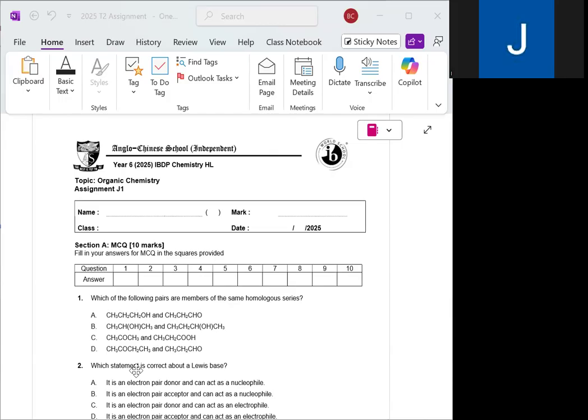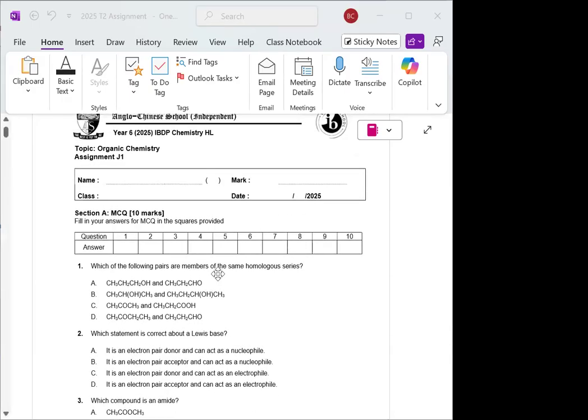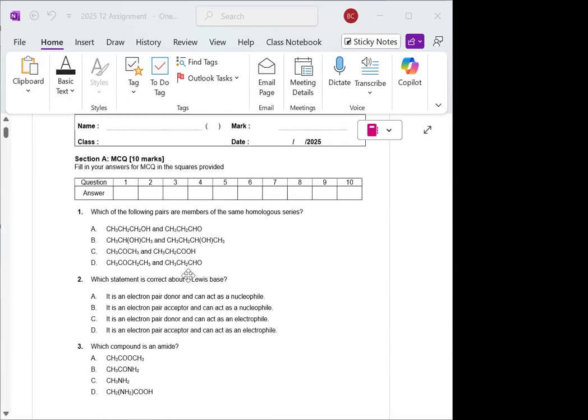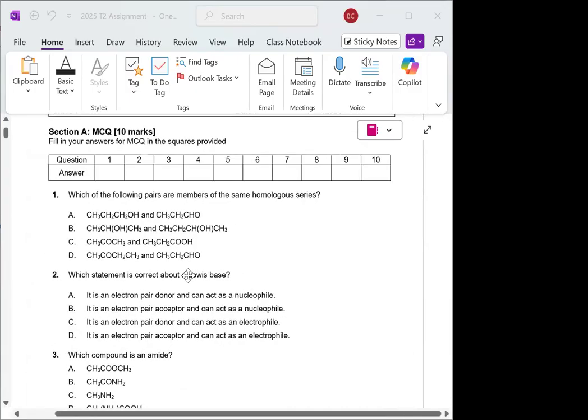Right, we'll be going through assignment J1, which is about introduction to organic chem. Can you please take out your assignment J1? I'll be going through every question. Okay, let's start off with the MCQ question.